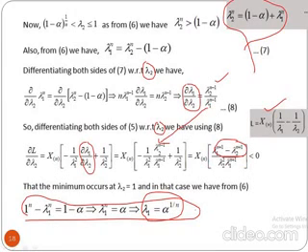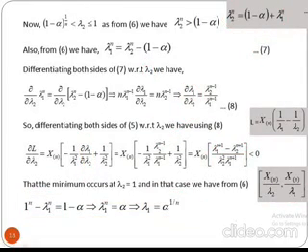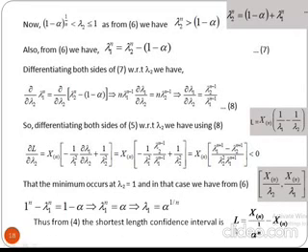Now remember that the shortest length confidence interval was this, but we were in search of the values of lambda 2 and lambda 1. Now we know that lambda 2 is equal to 1 and lambda 1 is equal to alpha to the power 1 by n. So we just replace this, and we reach a stage where we can conclude this exercise. The shortest length confidence interval is given by L equal to xn minus alpha to the power 1 by n, obtained by putting alpha to the power 1 by n in place of lambda 1 and 1 in place of lambda 2.